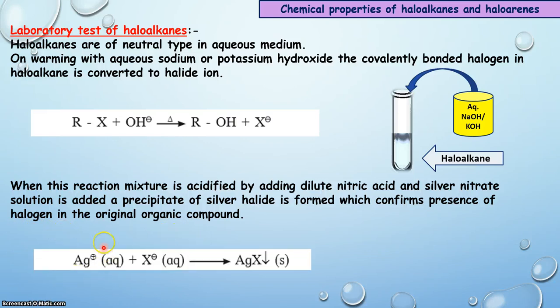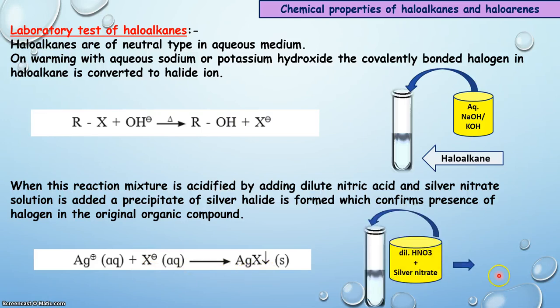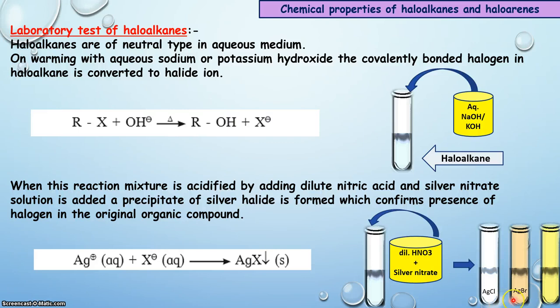So here is the reaction in which silver nitrate solution reacts with the halide ion present in the reaction mixture and forms the silver halide. In this reaction, depending upon the halide ion present in the haloalkane, we will get three different types of precipitate. If the precipitate is white in color, then we can say that Cl- ion may be present. If the precipitate is of very pale cream color, then Br- ion may be present. And if the precipitate is very light or pale yellow color, then we can say iodide ion may be present.